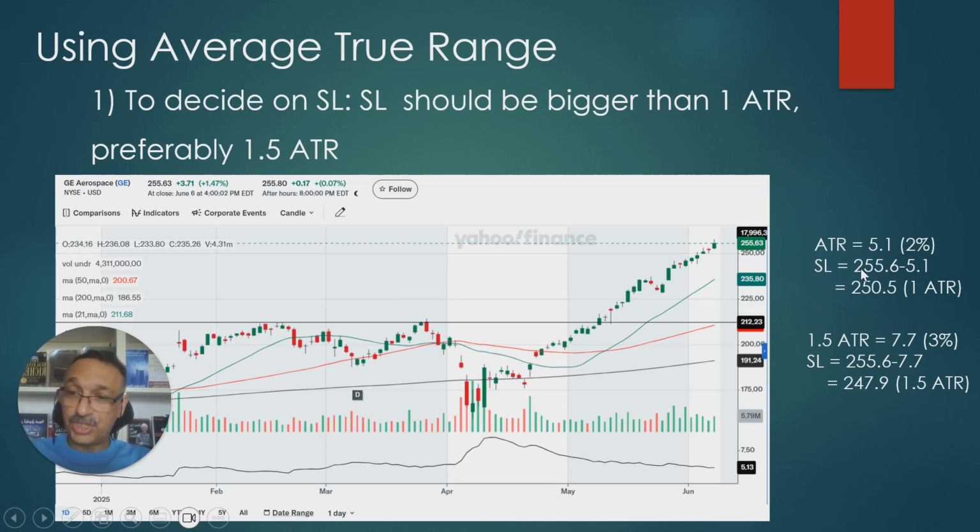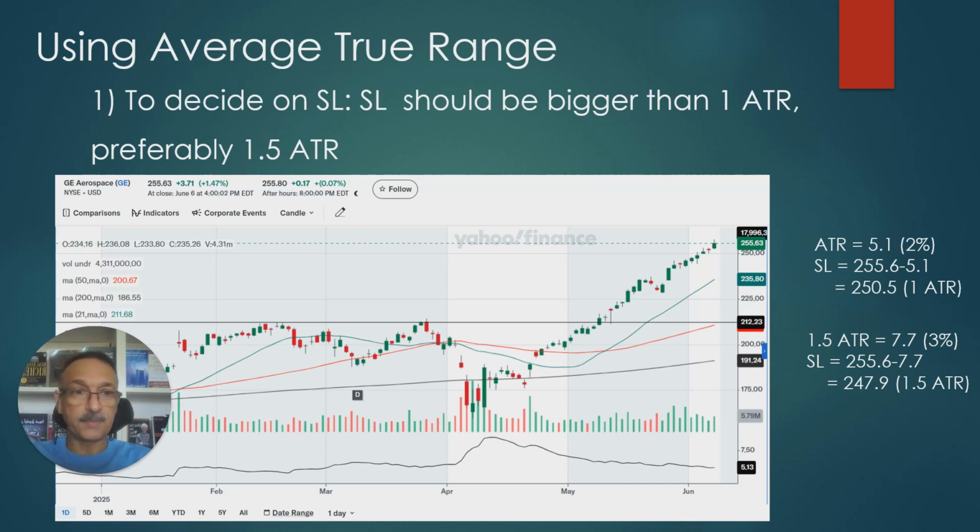It means that the average change of this stock over the last 14 days is 2%. So in this case, for example, you cannot use a stop loss which is less than 2%. Why? Because if you use, for example, a stop loss of 1%, you will go out automatically in one day, because the average volatility of that stock is 2% per day. The recommendation is to use 1.5 ATR. So for example, here, if you calculate 1.5 times 5.13, the stop loss should be at least 3%. In this way, you guarantee that you are not going to be kicked out of the stock in 1 or 2 days.